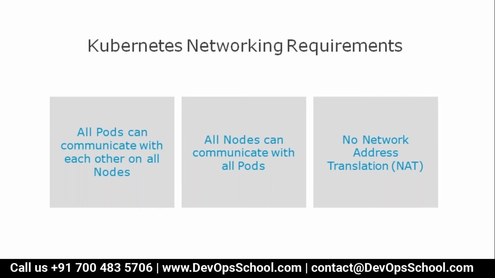But you don't want to access all the pods. At request time, you want to access one Apache pod at a time, but you have 10 pods, two in each node. So why do we need Kubeproxy? Simple answer: all pods can communicate with each other on all nodes. All nodes can communicate with all pods, and no NAT is allowed. This is your Kubernetes networking requirement, the specification of networking in Kubernetes, and Kubeproxy will help you to address that.